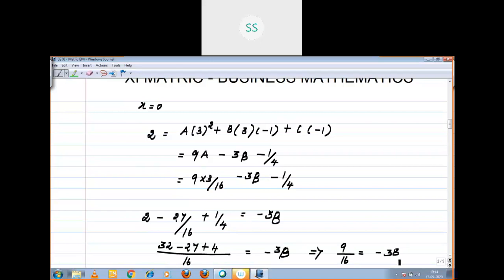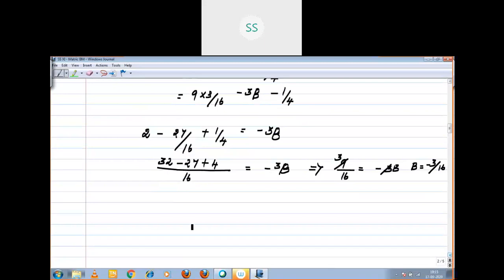Minus 3b. Now, what is the result of b? 3, 3s are 9. So, b equal to minus 3 by 16. Got it? Minus 3 by 16. Now, I am going to write a single fraction in terms of 3 simpler fractions.